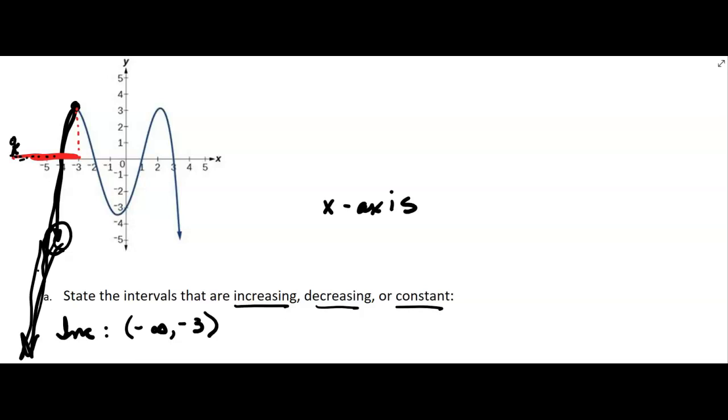You're always going to use parentheses because at this point, at the top of the mountain there, are you increasing or decreasing? Well, you're at the top of the mountain, right? You're going to start decreasing here in just a second. So that's an increasing interval though, okay? So I have that listed.